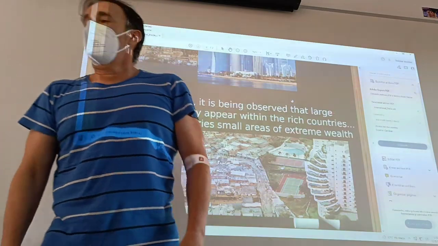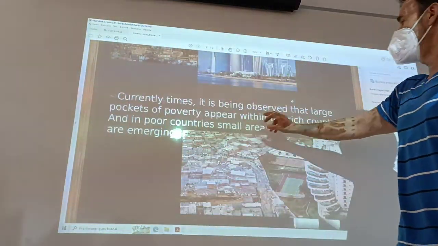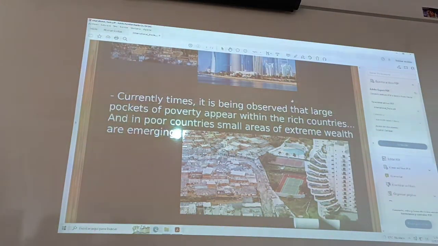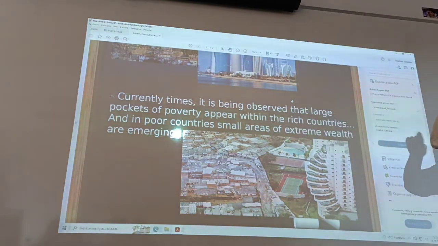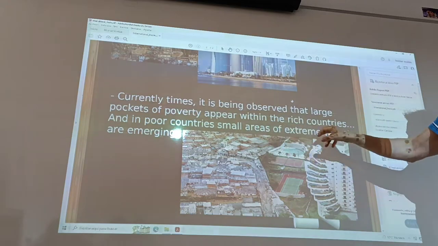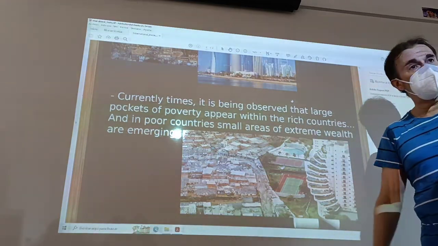And finally, in current times, it is being observed that pockets of poverty appear within rich countries, and in poor countries, small areas of extreme wealth have emerged.